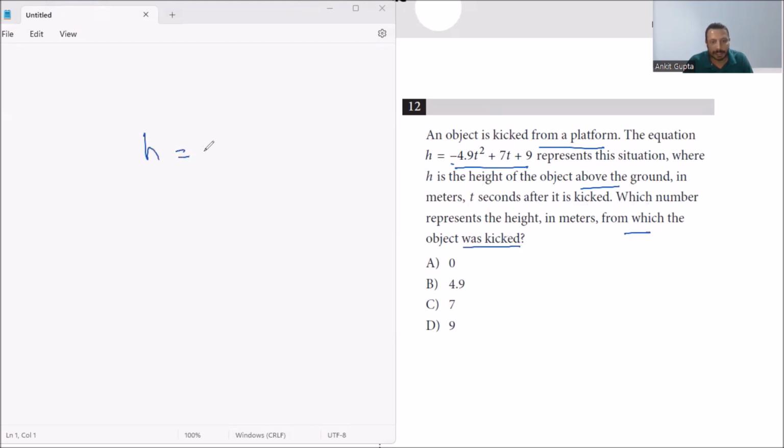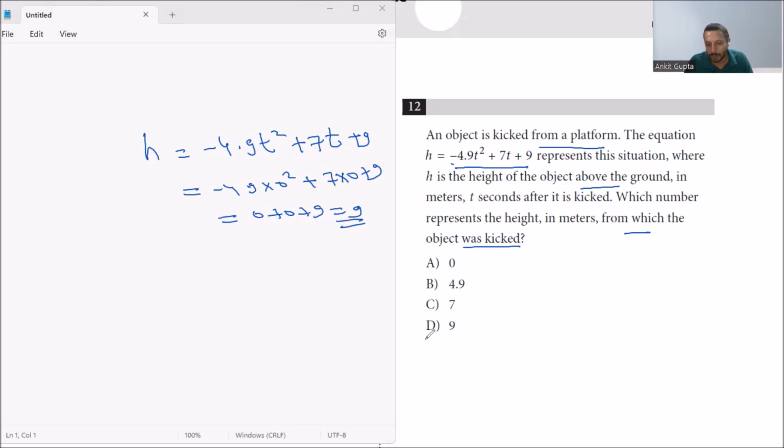Right, so the height is given by minus 4.9 t square plus 7t plus 9. And this is the height when the time is t seconds. So when the object was kicked, the time was actually equal to 0 seconds. So it will be equal to minus 4.9 into 0 square plus 7 into 0 plus 9, which will be equal to 0 plus 0 plus 9, or 9 itself, right? So the height was 9, which is option number C.